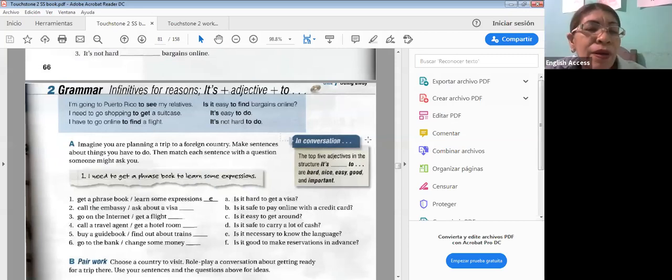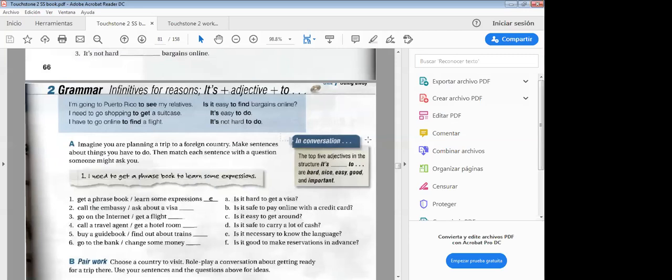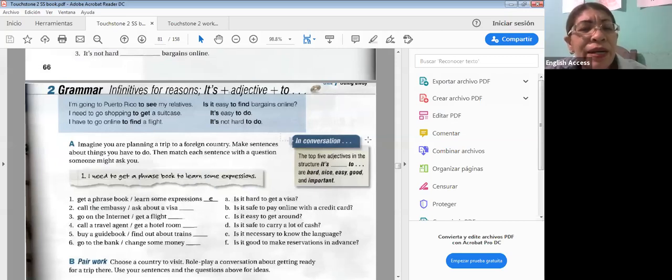I have to go online to find a flight. Is it easy to find bargains online?